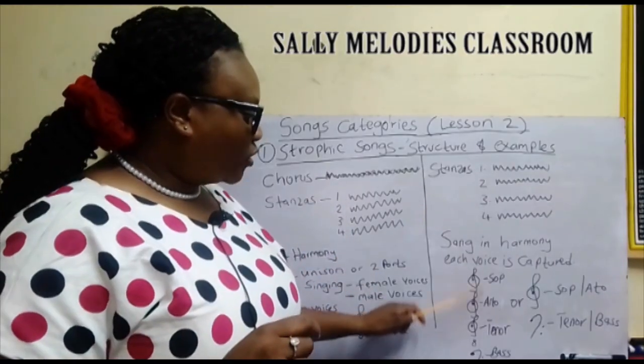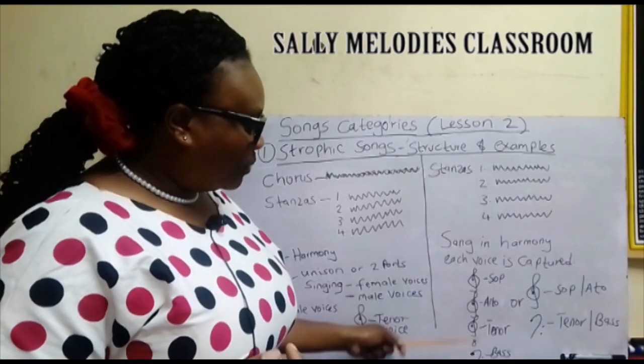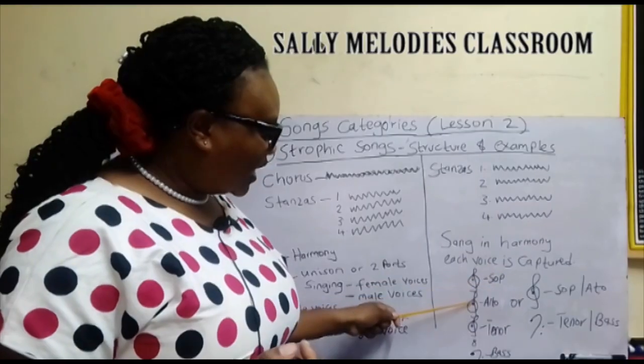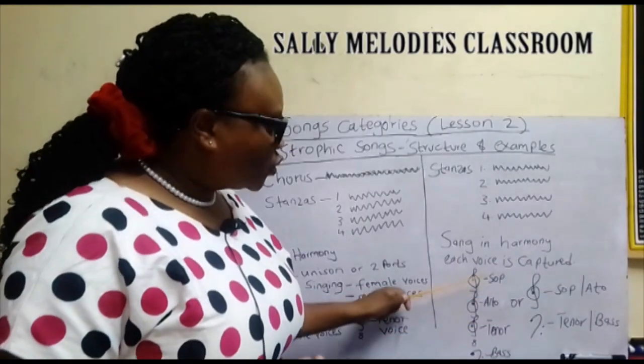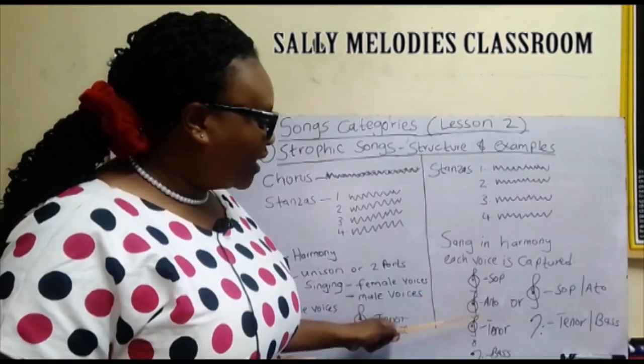This is called open score. We did types of scores. This is called open score, where the soprano has its own staff, the alto staff, the tenor staff, and the bass staff. So each voice has got its own staff. They don't share the staff.